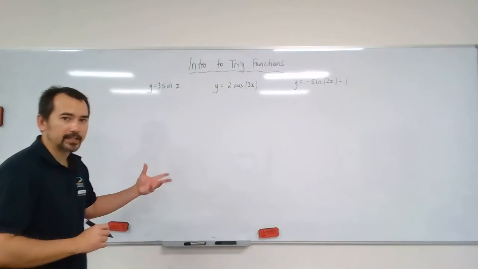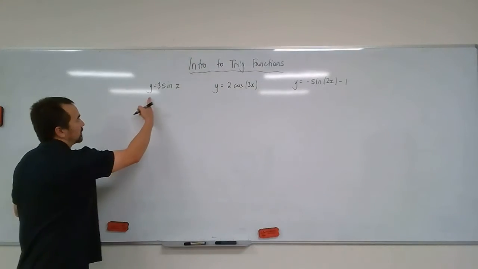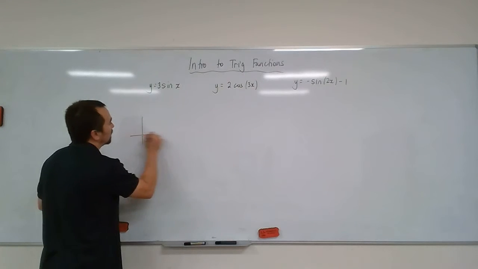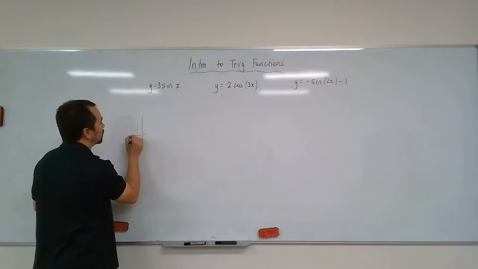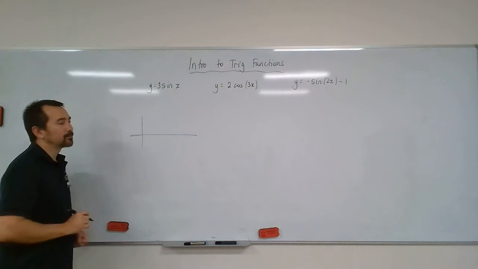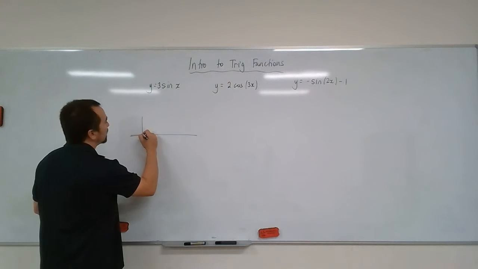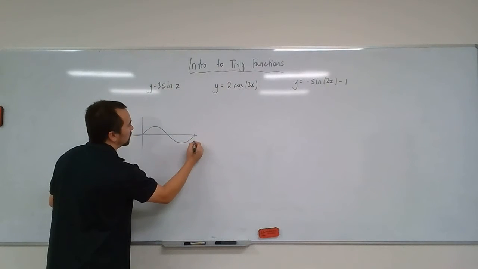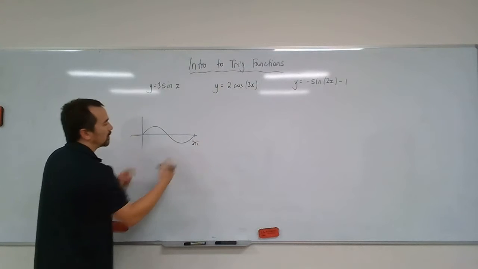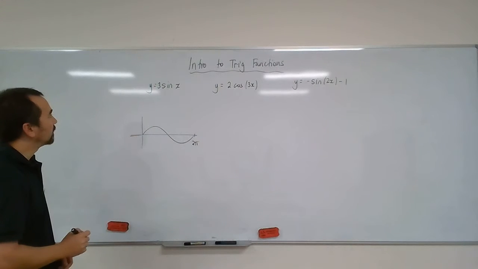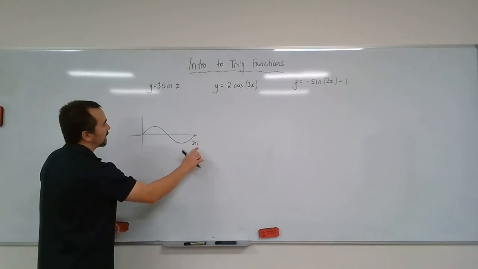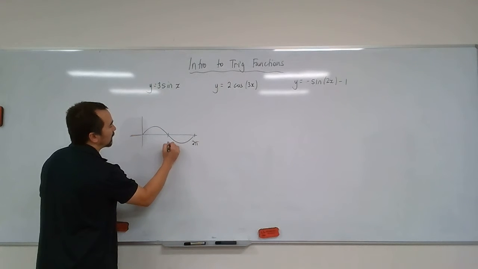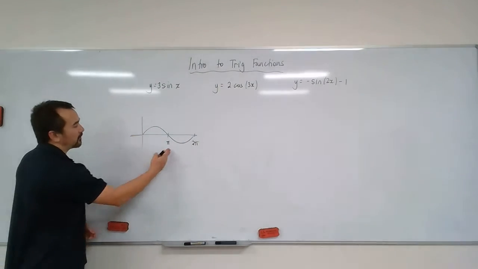Let's have a go at graphing these three functions. Let's start with y is equal to 3 sine x. Start with the x and y axis, just like that. And we'll draw the sine curve, which we know has a cycle of 2 pi. So if that's 2 pi, halfway means here we have pi. Now half of that is pi on 2.